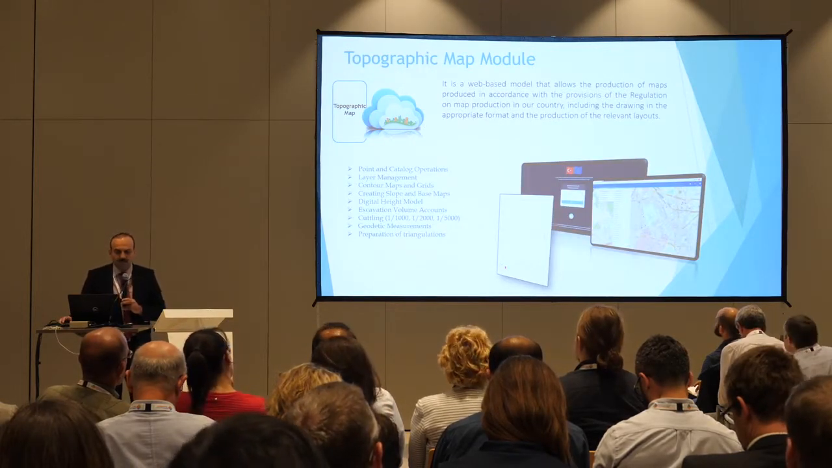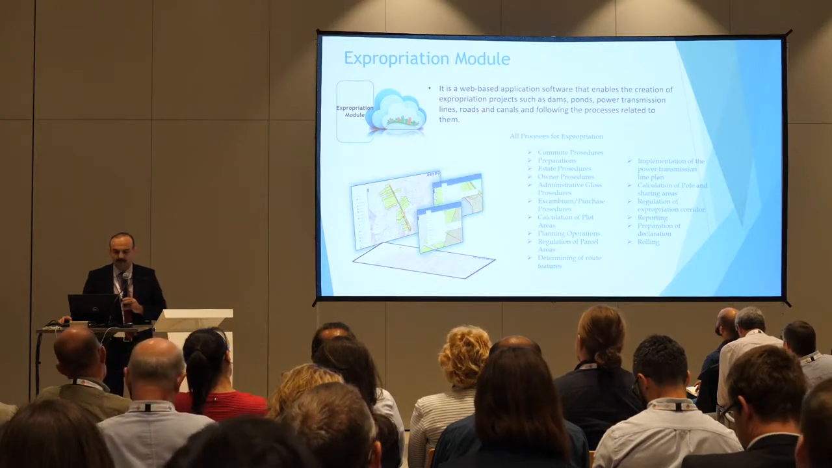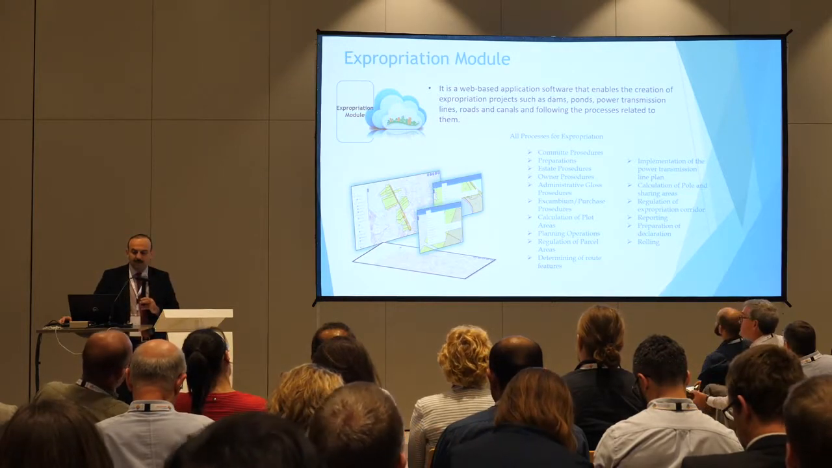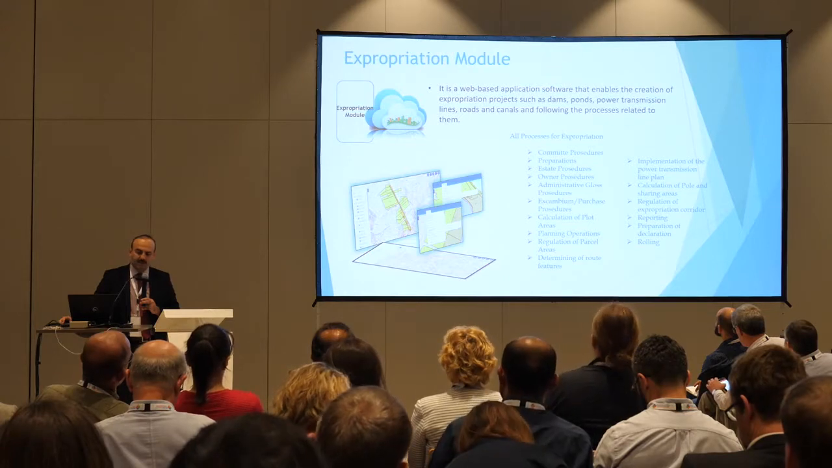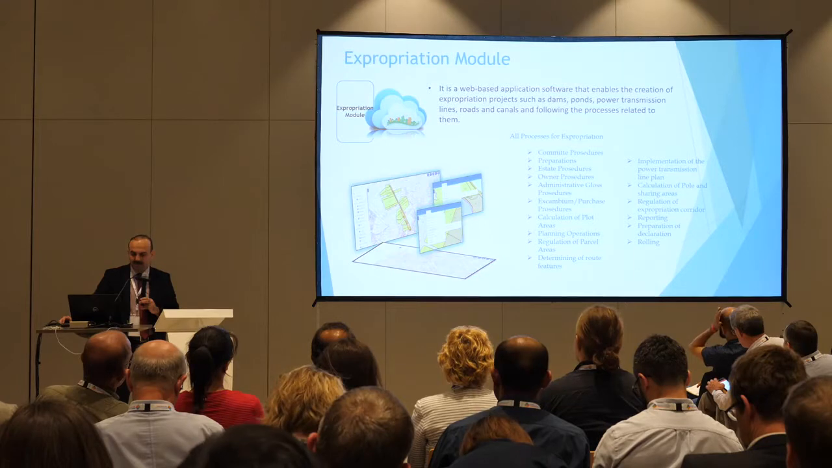The topographic map model is a standard topographic map model. Then the expropriation model. It makes expropriation easier and more efficient for municipalities.